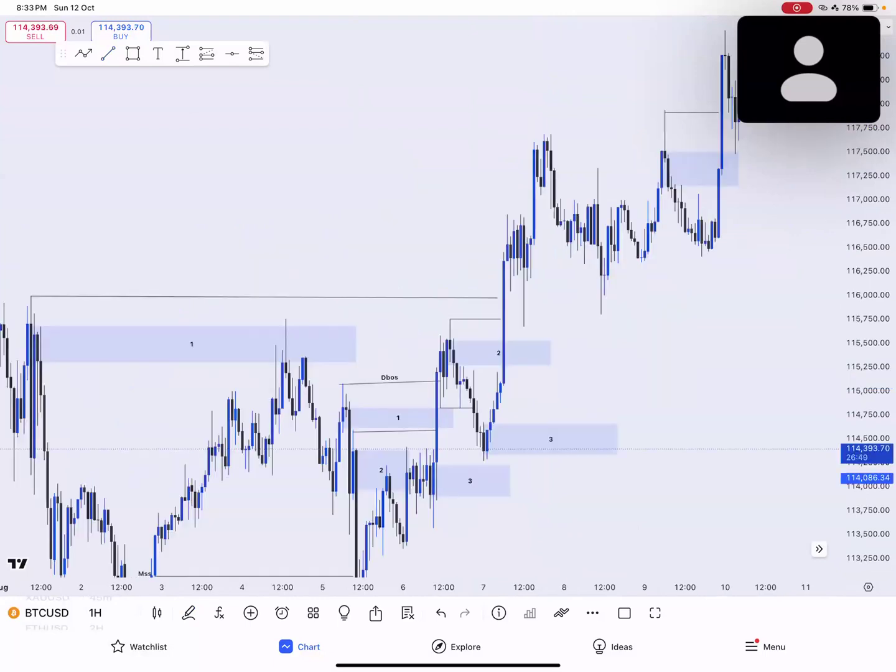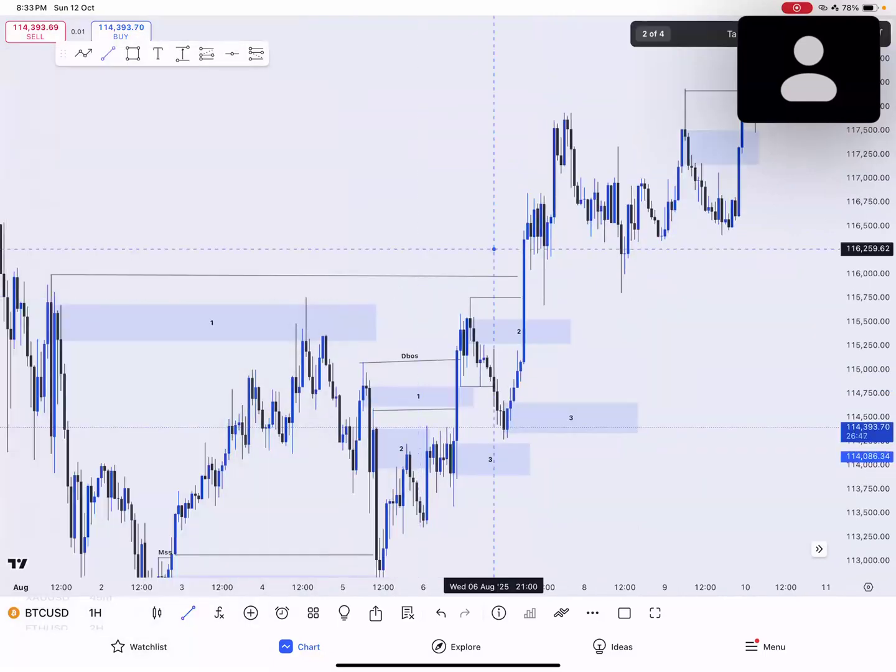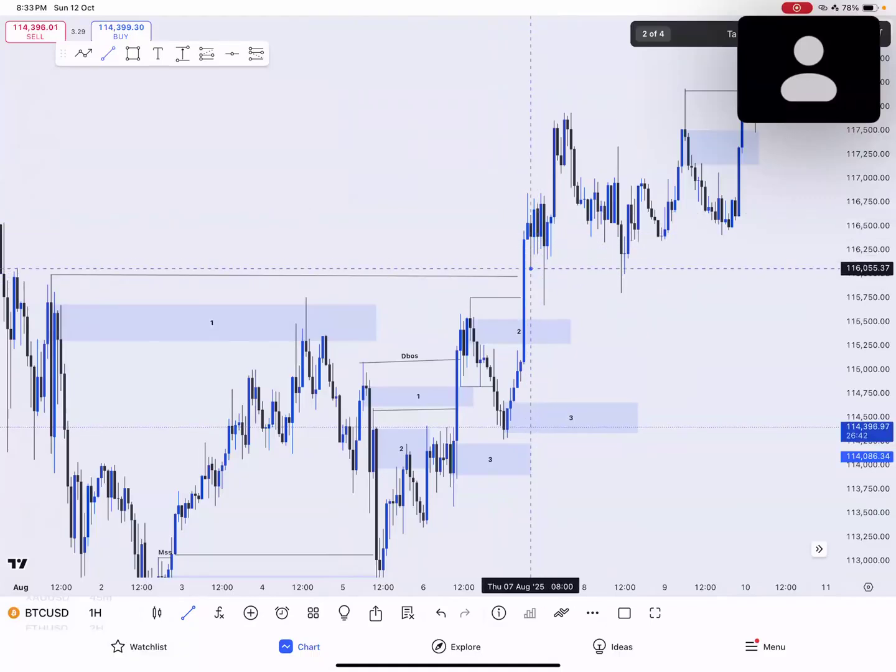Same thing here. After the double break of structure, the pullback before price continues pushing back to the upside is our inducement. So this is our inducement right here, before price continues pushing back up.